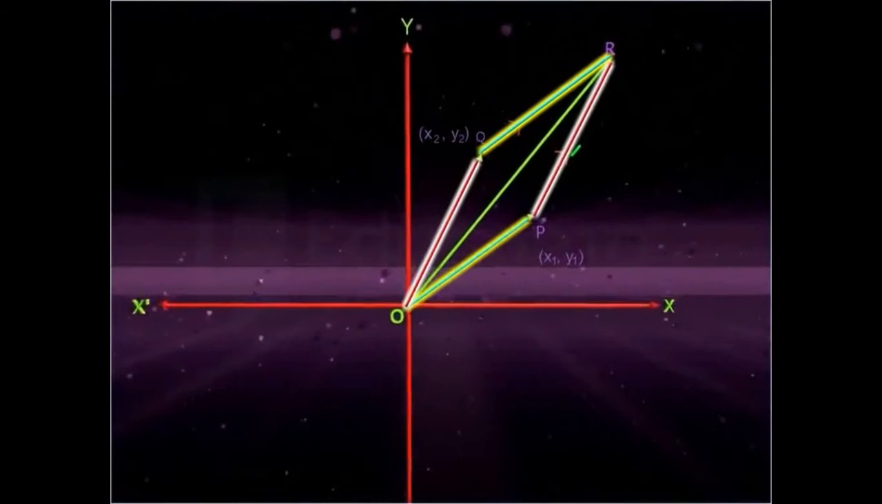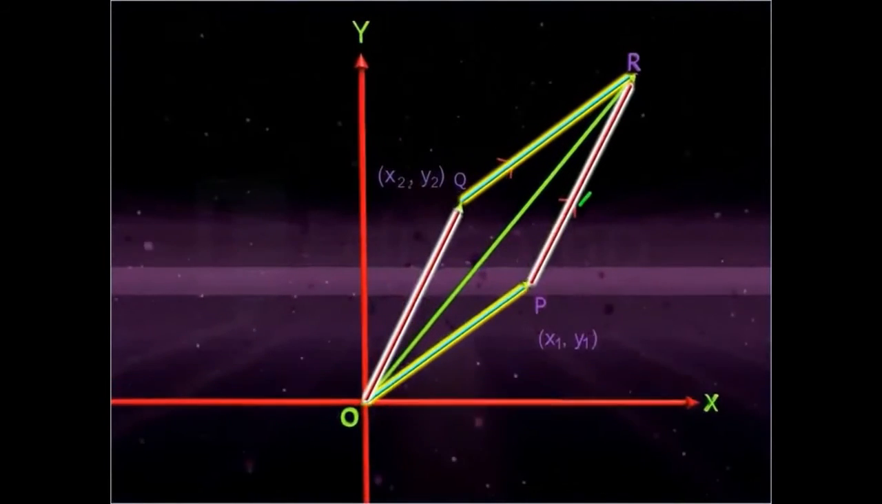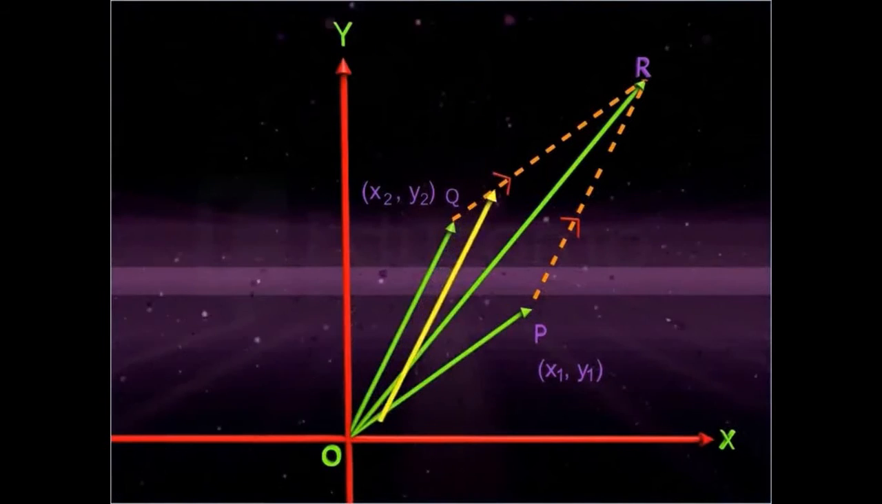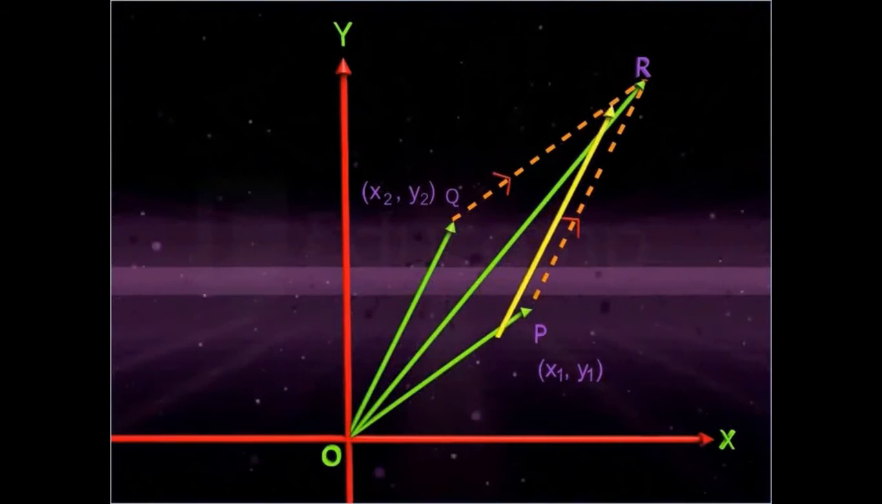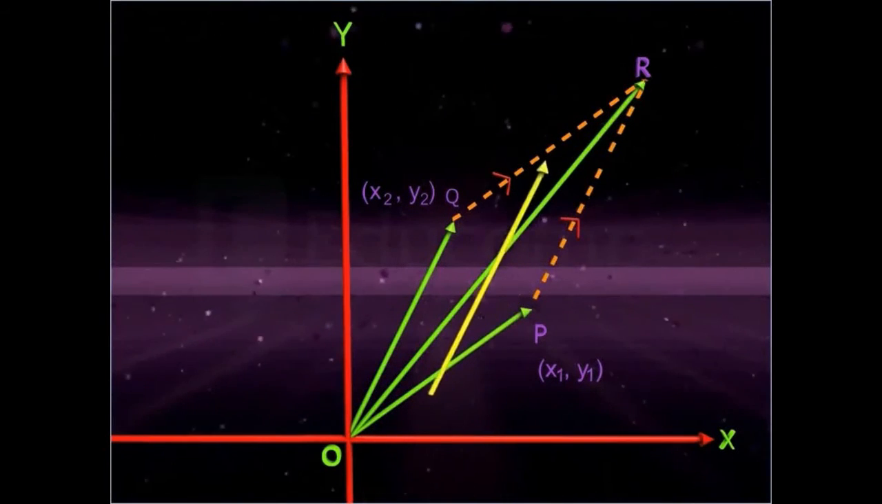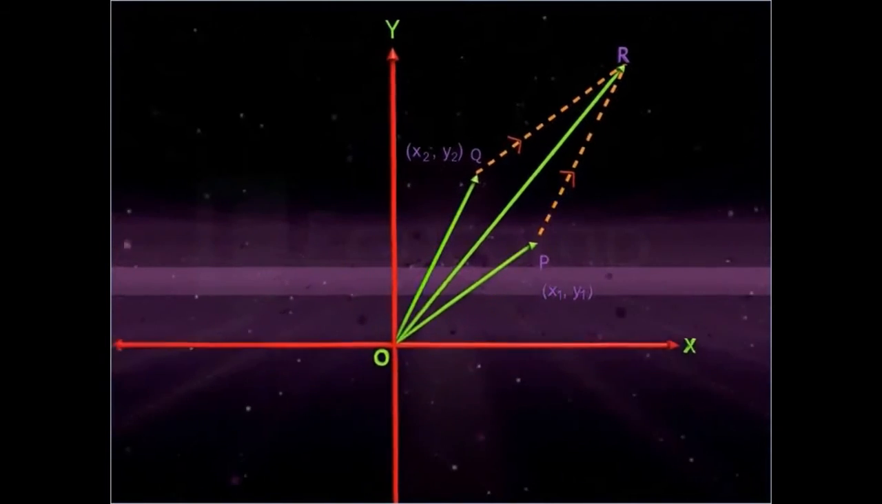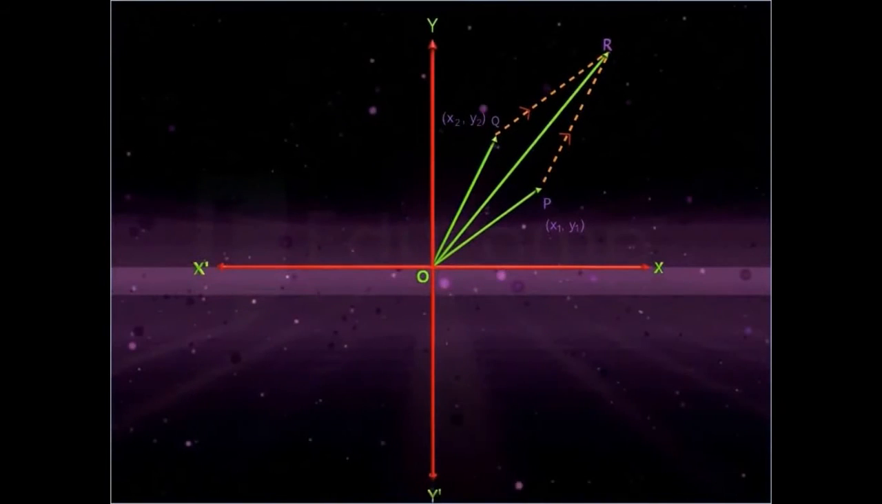Since opposite sides of a parallelogram are parallel and equal, these two sides will also be parallel and equal. Two vectors are said to be equal if their magnitude and direction are the same, wherever they are located in space. Hence, these two vectors are also equal. This helps us to derive that vector OR is also equal to the sum of the vectors OP and OQ.